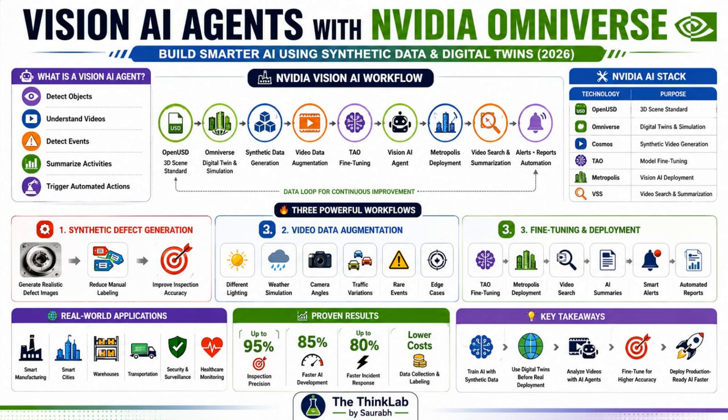So as a result, AI becomes much more robust. It has learned how to handle situations it has never physically seen. After preparing the data, we need to improve the AI model.